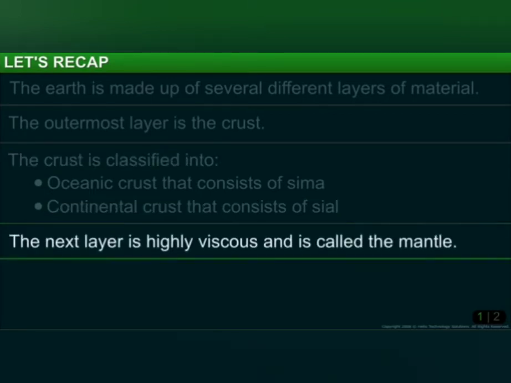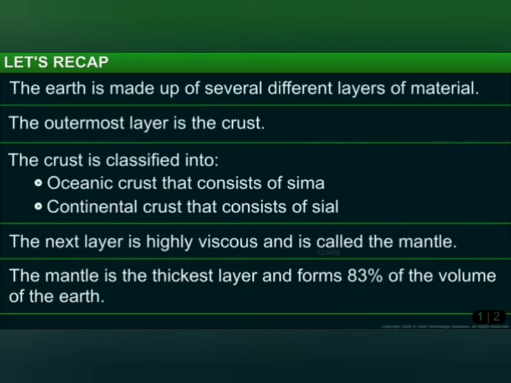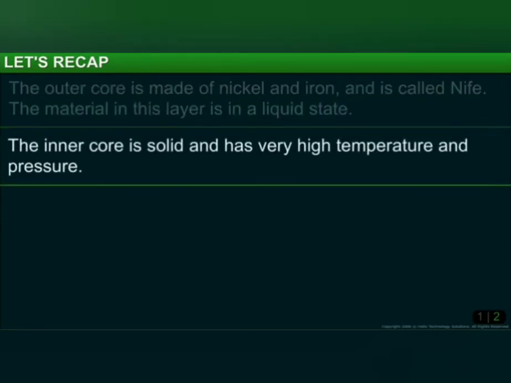The next layer is highly viscous and is called the mantle. The mantle is the thickest layer and forms 83% of the Earth's volume. The outer core is made of nickel and iron and is called NIFE. The material in this layer is in a liquid state. The inner core is solid and has very high temperature and pressure.